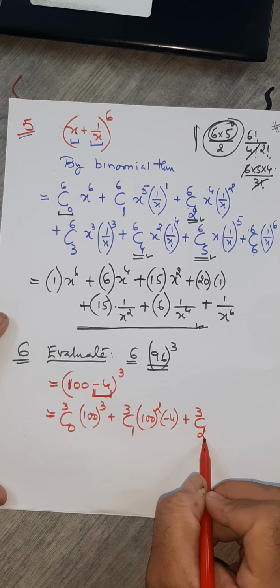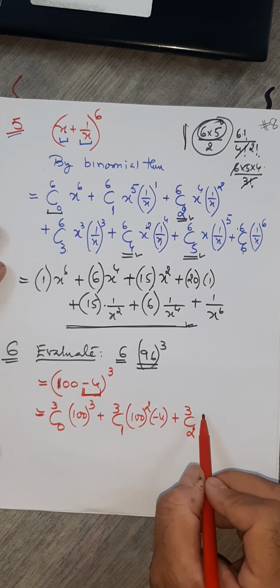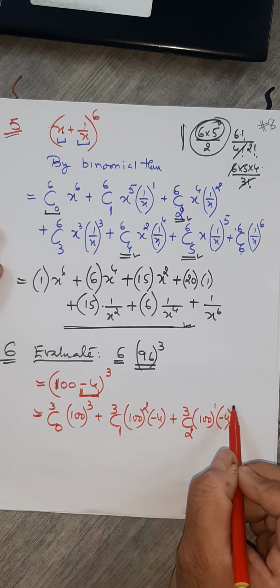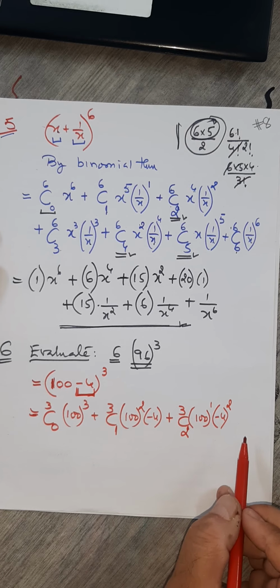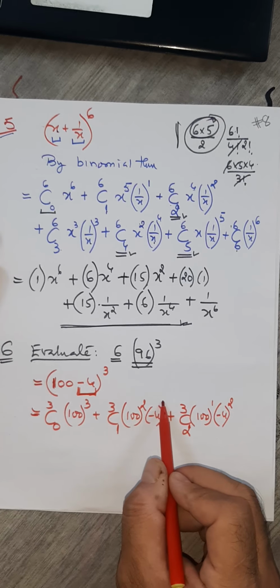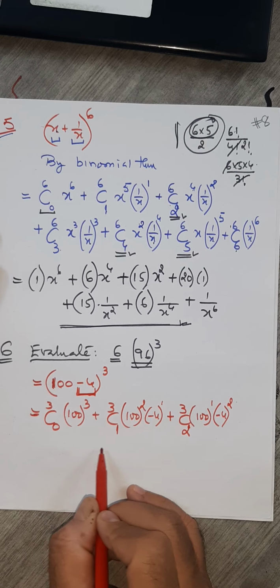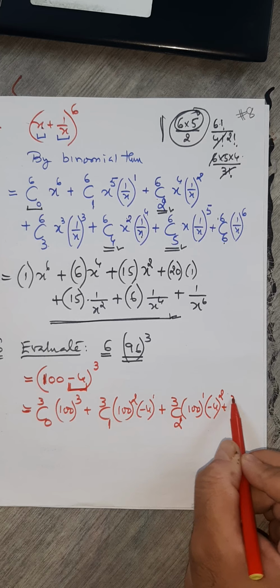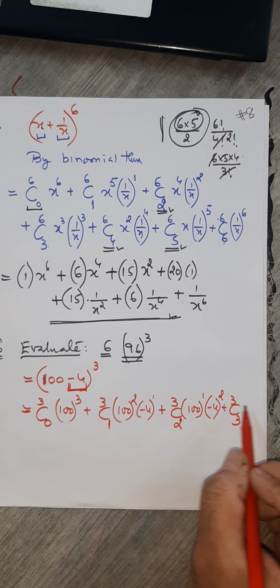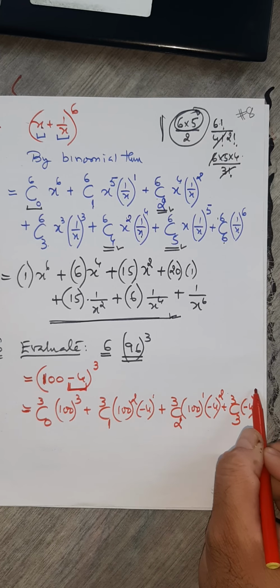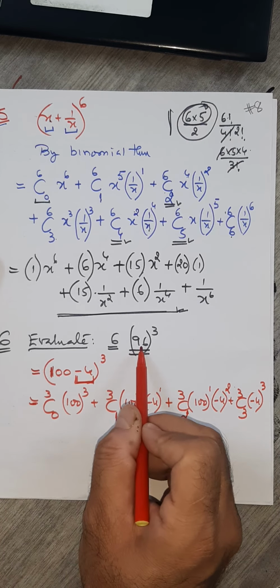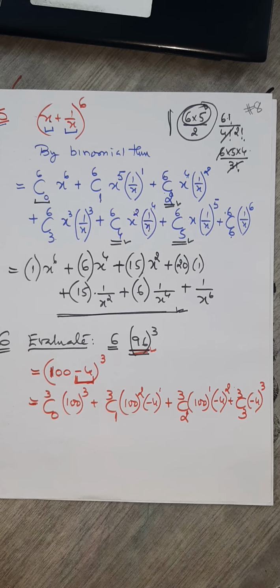Plus 3C2, now into, decrease the power of 100 by 1, into (minus 4) raised to 2. Right? You are increasing the power here, 1, now 2. Plus, now finally the last term, which is 3C3. This is 100 raised to 0, but here you have (minus 4) the whole cube. Right? That's just the expansion. The only important thing is 96 I have expressed as 100 minus 4. Now you need to simplify.